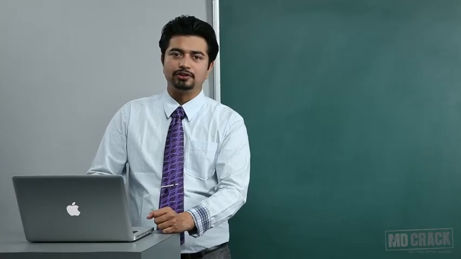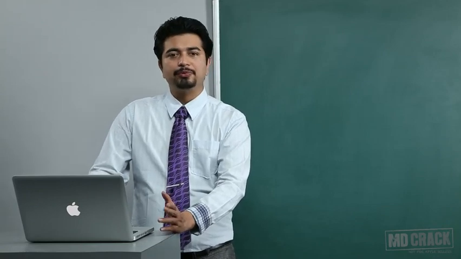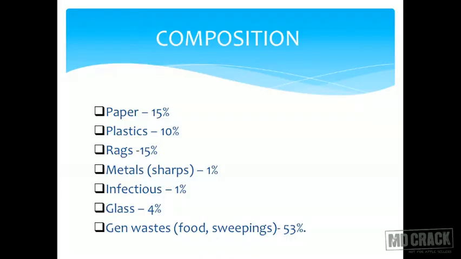Coming to the typical composition of a hospital waste, the composition is paper 15%, plastics 10%, rags 15%, sharps which are metals 1% as you already saw, infectious waste can be 1%, glass 4% and other general waste 53%. Bottom line is majority of it is general waste and then you have the rest. Sometimes it is asked what is the proportion of sharps that is generated. It may also be asked what is the most common waste, and that is the general domestic household waste also from the hospitals. So those would be some things that you would like to remember.